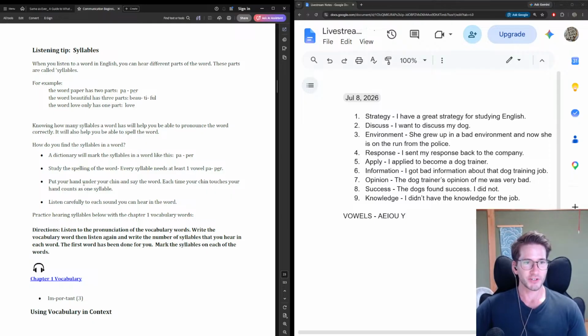Put your hand under your chin and say the word. Each time your chin touches your hand counts as one syllable. I've never tried that before. Paper. Beautiful. Love. It might be okay. I don't know if that would work for every word, but let's see. Strategy. Discuss. I like the clapping method better.